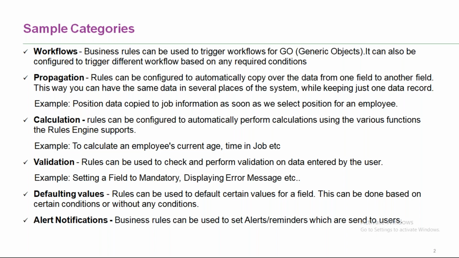Calculations. You can also do calculations, like whenever the user inputs some basic, the system should automatically pick HRA as 50% of basic, or special allowance as 20% of the basic. So these calculations can also be done using business rules.